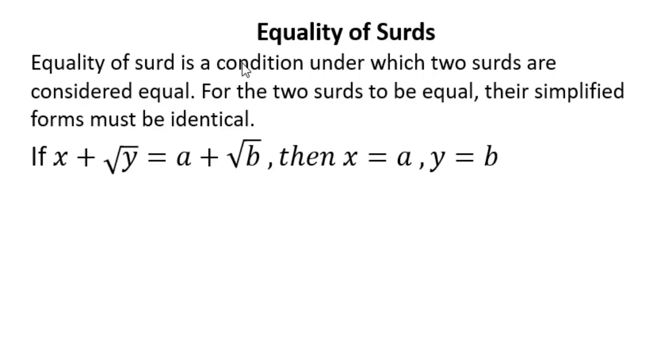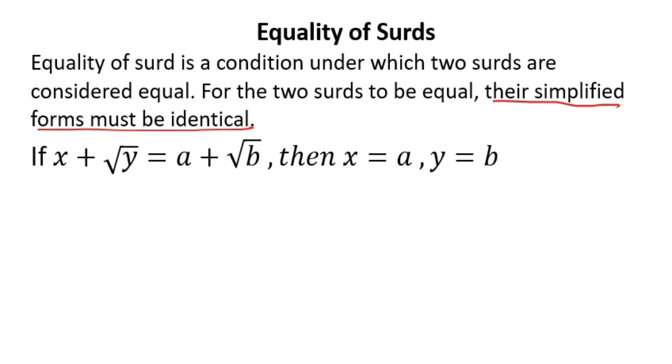Hello viewers, in today's lesson we are going to look at equality of surds. When we are looking at equality of surds, we are looking at a special condition under which two surds are considered equal. And for these two surds to be considered equal, their simplified form must be identical. Okay, so this is what we are going to take note of: their simplified form must be identical.